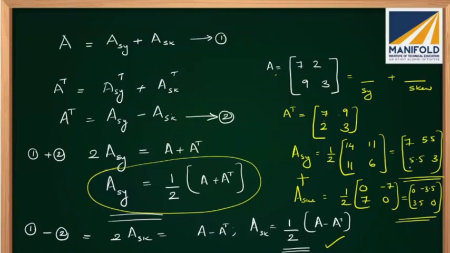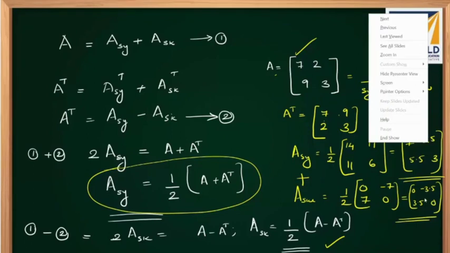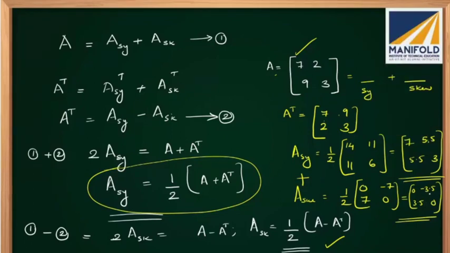7 plus 0 is 7. 5.5 minus 3.5 is 2. 5.5 plus 3.5 is 9. 3 plus 0 is 3. So I am getting the matrix back. I have split it as two parts. One part is symmetric and the other part is skew symmetric. Okay. Hope the problem and idea is clear to you.